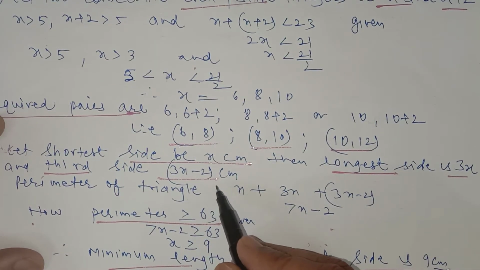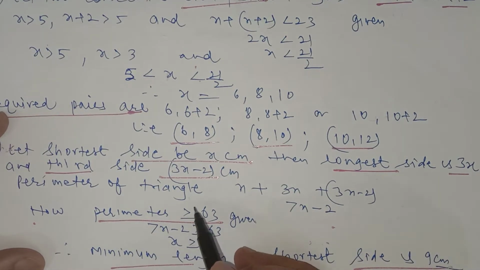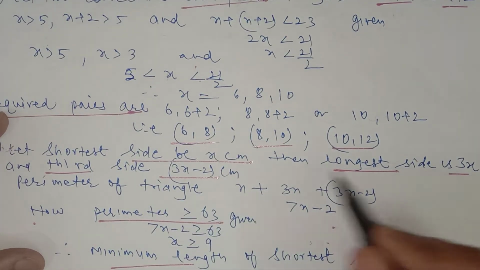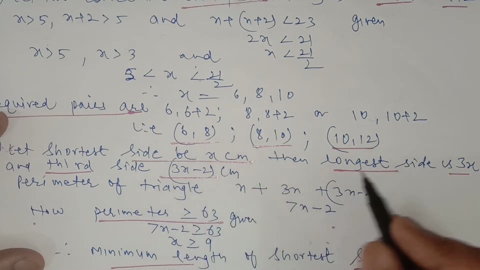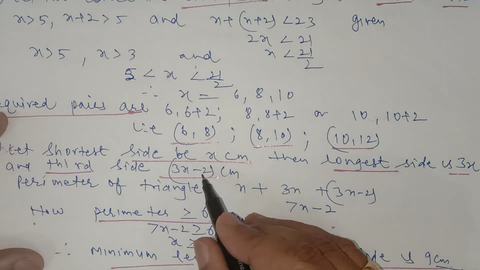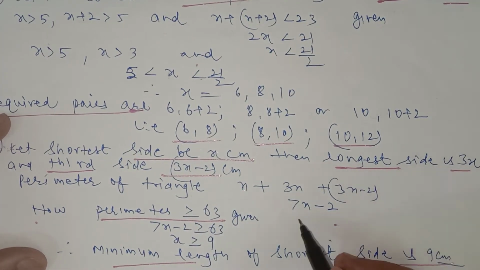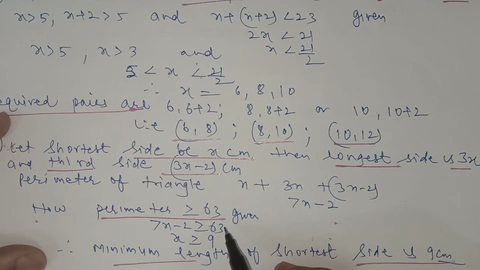It is given in the question that the longest side is 3 times the shortest, and the third side is 2 less than the longest side. So we let the shortest side be x, the longest side 3x, and the third side 3x minus 2. And it is given that the perimeter of the triangle is at least 63. Perimeter of the triangle is at least 63 means the perimeter is greater than or equal to 63.